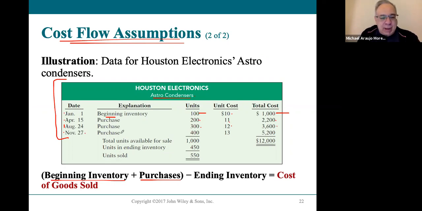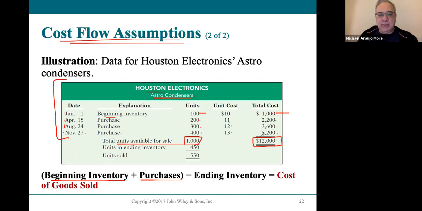And in November, they went big. They brought in 400 more of these astro condensers. I guess it makes a nice stocking stuffer for those families down in Houston, at $13 per unit. And so they spent another $5,200 on inventory. So in total, they bought 1,000 astro condenser units for $12,000.